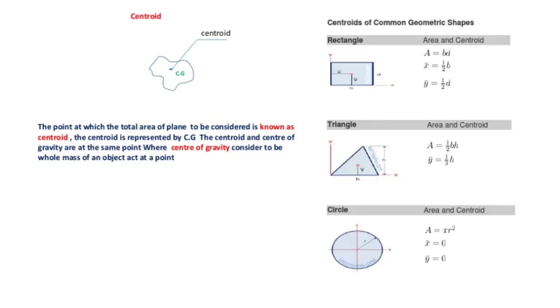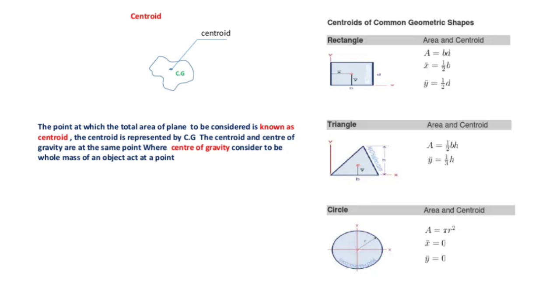The next topic is the centroid of line and area for rectangle, triangle and circle by integration methods. Before going to the integration method, we should know the word centroid. The centroid is defined as the point at which the total area of the plane to be considered is known as centroid. The centroid is represented by CG, therefore center of gravity.